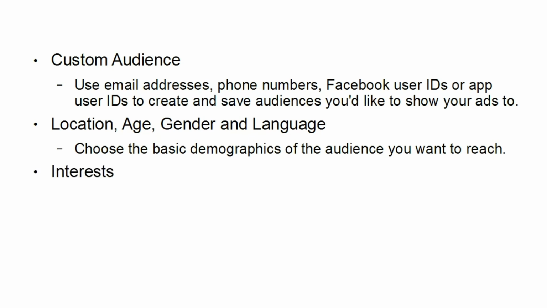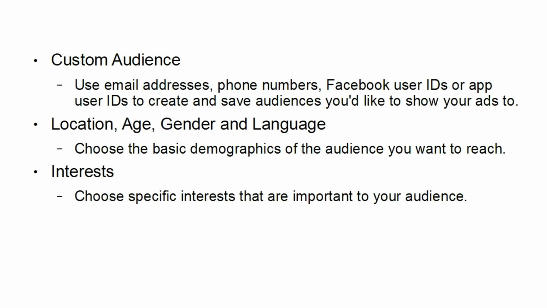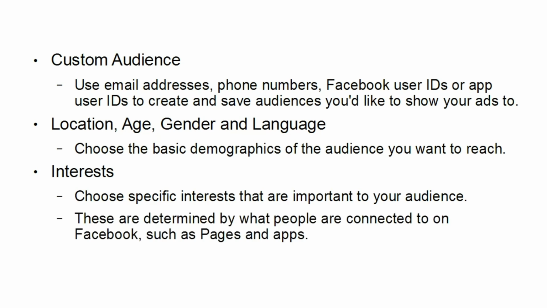You can choose by interest. You can pick specific interests that are important to your audience. And these are determined by what people are connected to on Facebook, such as pages or apps. So if you're in a hobby niche or you're in a business niche, you can zoom straight in and only target those particular people.